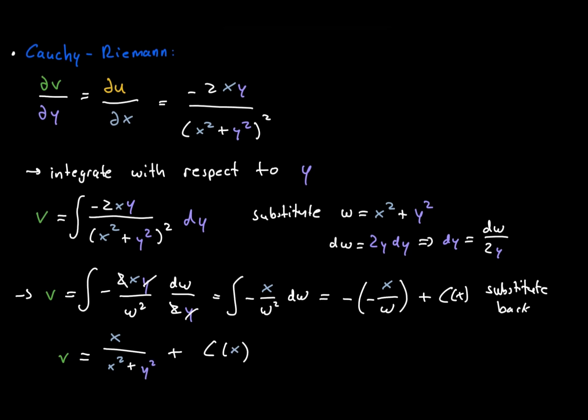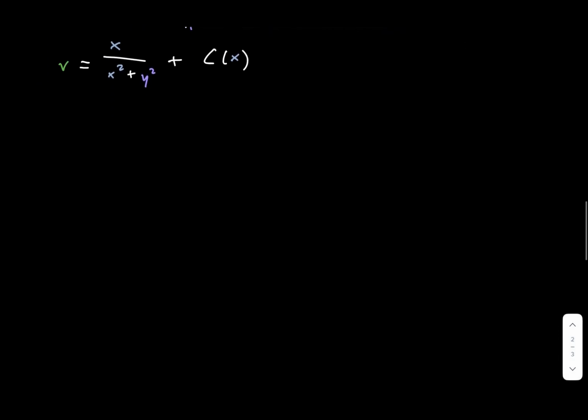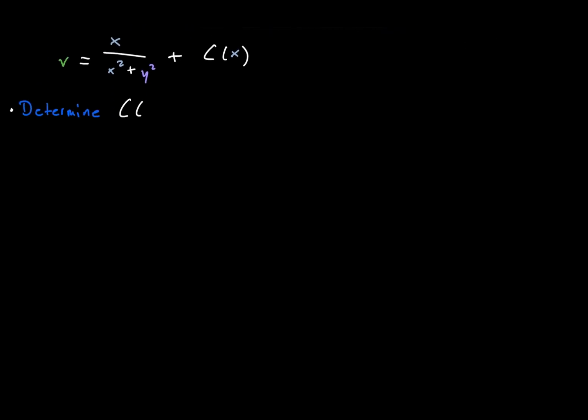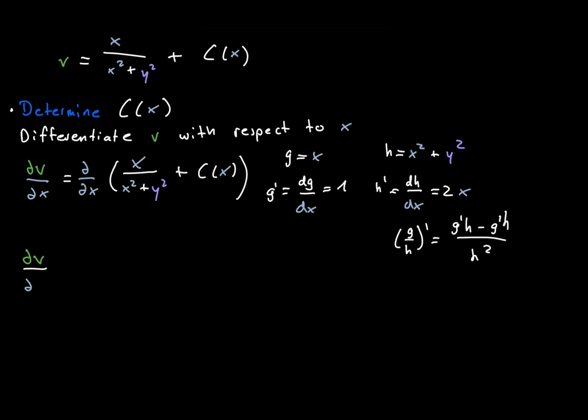And this is important. Because we integrated with respect to y, the constant of integration may still depend on x. Now we determine c of x. Differentiate v with respect to x. v sub x equals minus x squared plus y squared over x squared plus y squared, all squared, plus c prime of x.